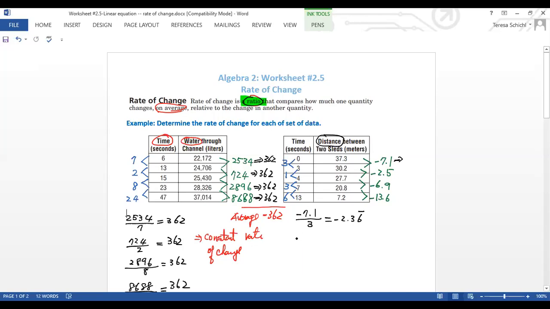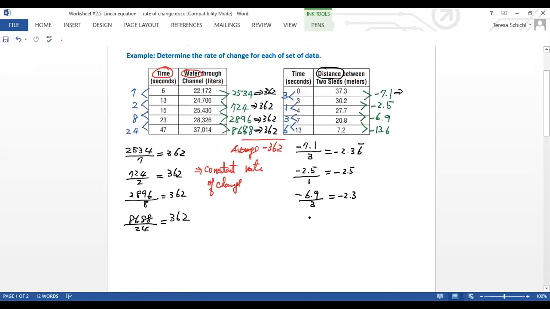Okay, the next one here is a negative 2.5, and corresponding to how many units? It's 1, so it still is a negative 2.5. Now the next one is a negative 6.9, and how many units? 3, right? So I'm getting the negative 2.3. And the last one is negative 13.6 divided by 6. So this will give you negative 2.26 repeating.